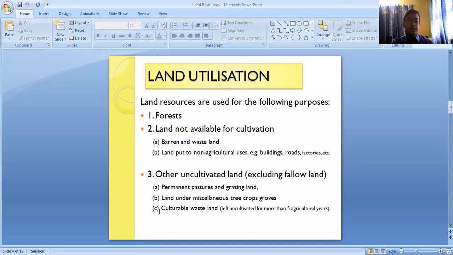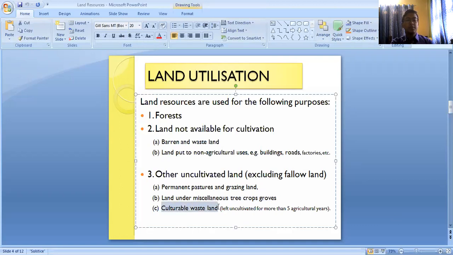And the next one is the culturable wasteland. Culturable wasteland basically includes those parts of agricultural land which are not cultivated for more than 5 years. There are many areas in our country where agriculture was predominant before, and the farmers used the land for cultivation. But for more than 5 years, the farmers have not done any agricultural practice on those parcels of land. So those lands are considered culturable wasteland.